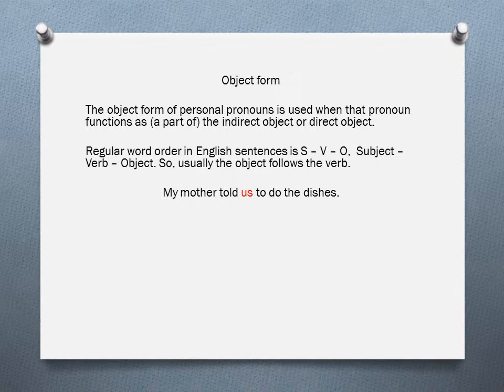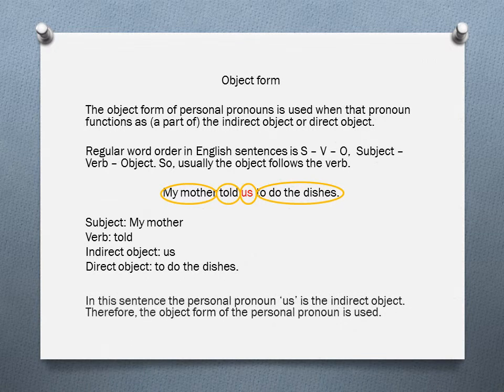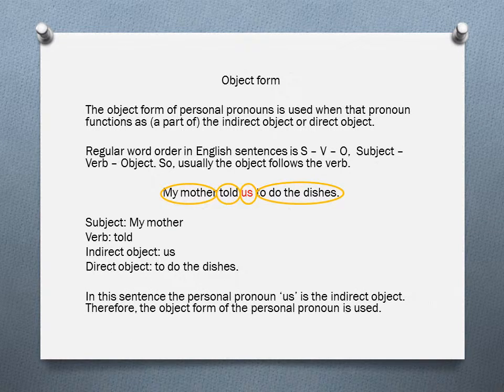In the sentence, "My mother told us to do the dishes," the personal pronoun of my mother is the subject. The verb is told, and the personal pronoun us is the indirect object, and to do the dishes is the direct object. In this sentence, the personal pronoun us is the indirect object. Therefore, the object form of the personal pronoun is used.